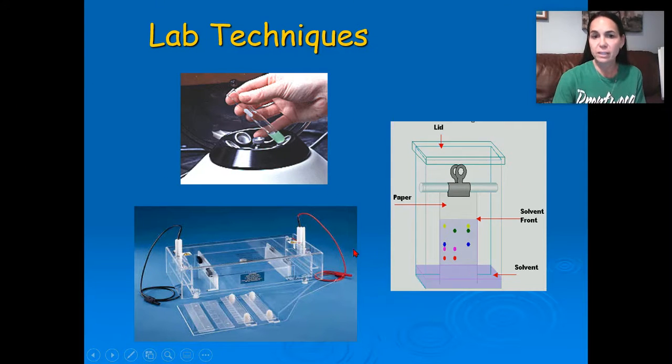So these 3 pictures show different lab techniques. Each of these techniques is used to separate something, depending on which tool you're using. The one at the bottom here, which is called gel electrophoresis, it's used for DNA. The one on the side here, it's used to separate colors.